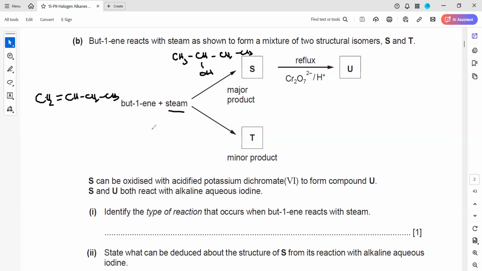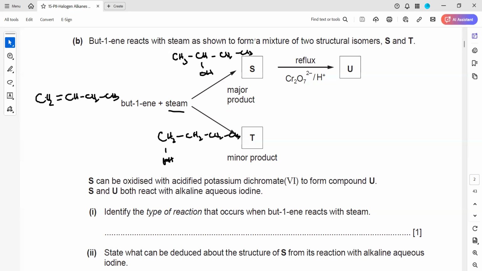And what about the minor product? The hydrogen added to the carbon which has fewer hydrogens. So this will become CH2, CH2, CH3, and the OH will be attached here. So butan-2-ol will be the major product and butan-1-ol will be the minor product. The reason remains the same: when the carbocation is formed, a carbocation surrounded by more alkyl groups is more stable, like the tertiary carbocation is more stable.